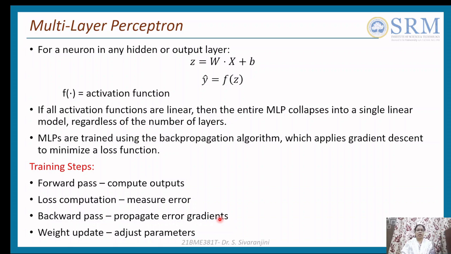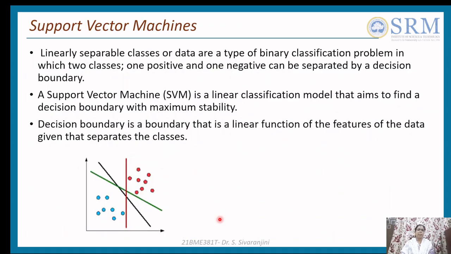On the whole, an MLP solves non-linear problems by adding layers, which is different from the perceptron. But even for problems that are linearly separable, we can find a better line than the perceptron does. How is this possible? This is possible with support vector machines, popularly called SVMs. So what are these support vector machines?